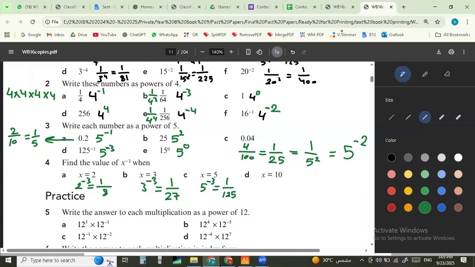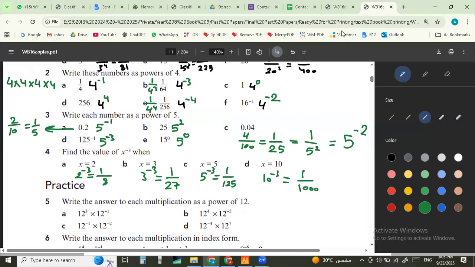The last one over here is 10 to the power of negative 3. Mister, I know that 10 to the power of 3 is 1,000. This is right. So this is 1 over 1,000. Let's continue.